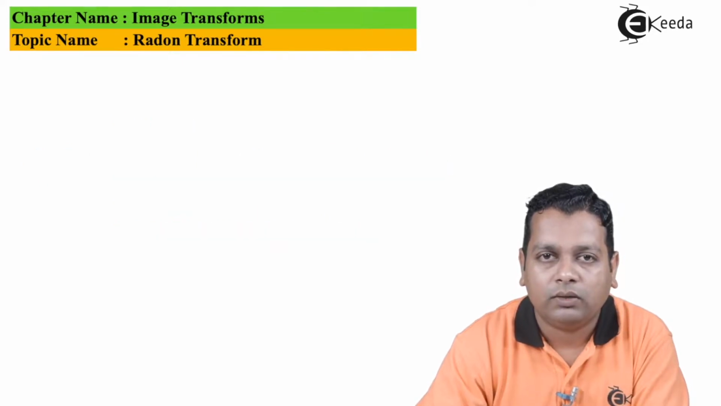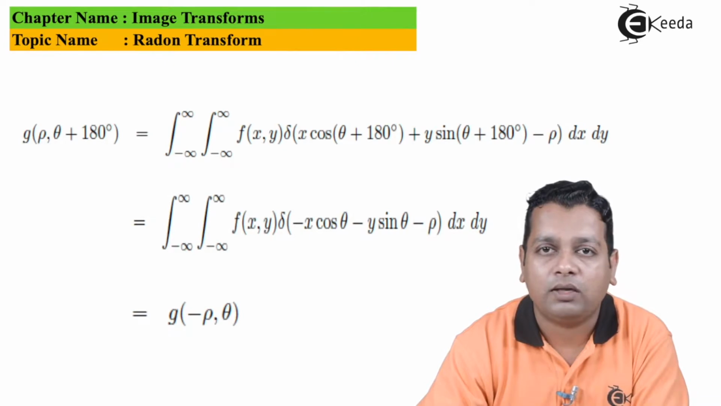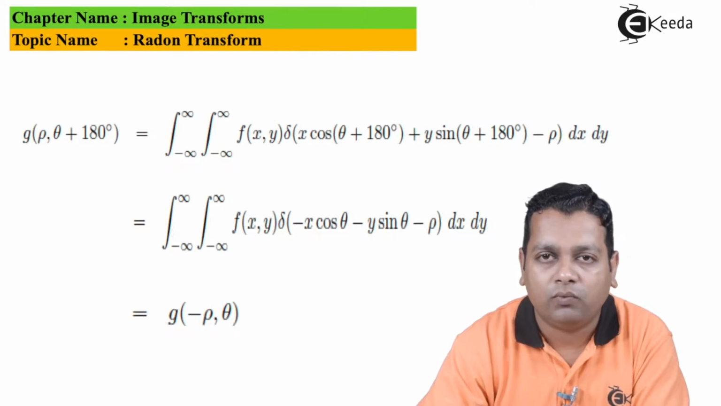So next information is regarding the properties of the Radon transform. The representation we have just now, having this particular formulation, g as a function of rho comma theta plus 180 degrees, so the angle has been added with 180 degrees. This is in the representation of polar coordinates, and in this formulation x cosine of theta and y sine of theta, this theta will be added with 180 degrees. So this will be the change here.